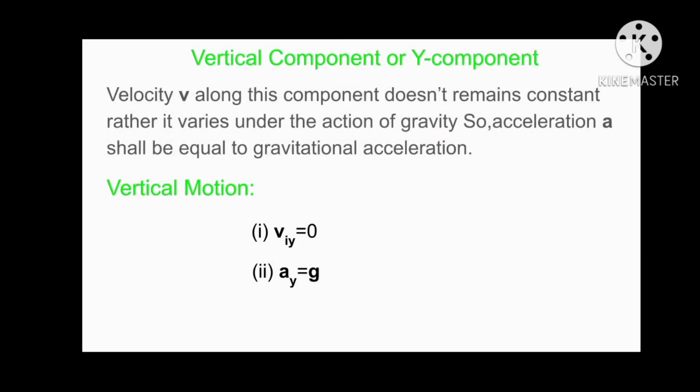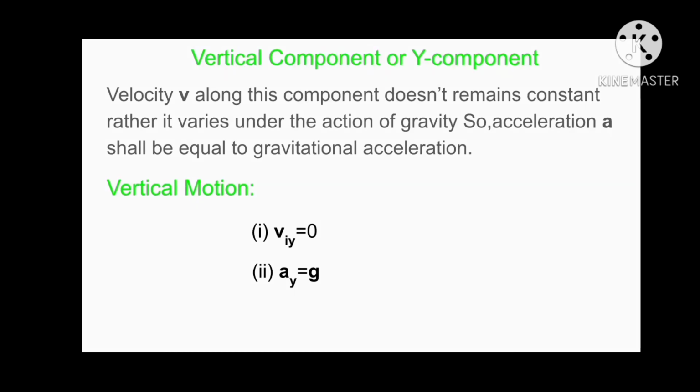Now let's discuss the vertical component or y component. Velocity v along this component doesn't remain constant, rather it varies under the action of gravity, so acceleration shall be equal to the gravitational acceleration. Obviously, when a force acts on a body, it creates a change in its velocity, and when gravitational force acts on a body, it will cause a change in its velocity equal to the gravitational acceleration, which is 9.8 meters per second square.